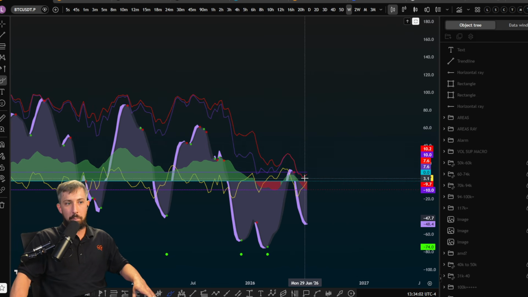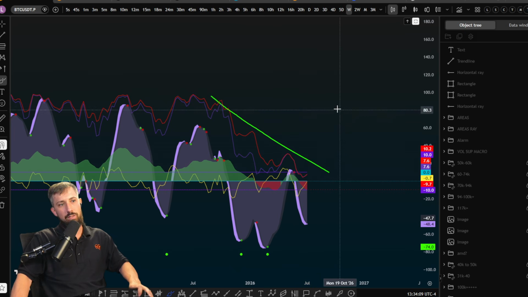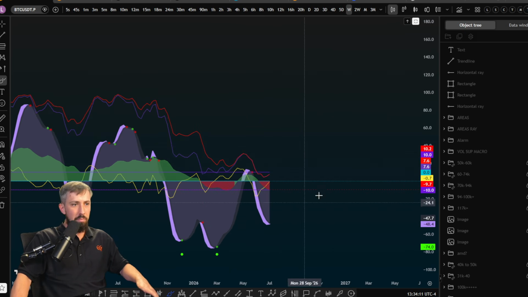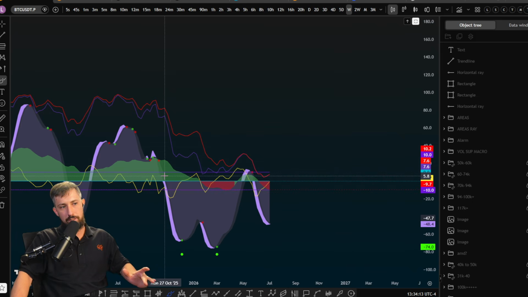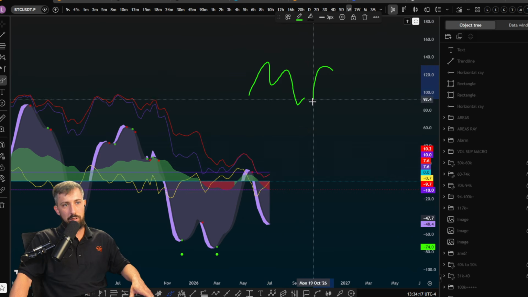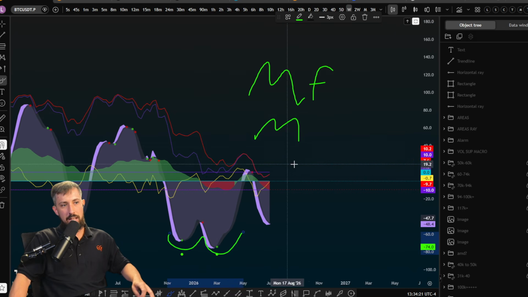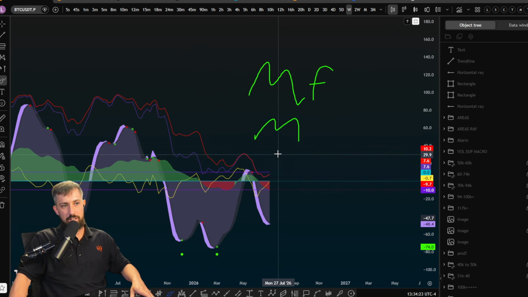Also, I'm looking for posturing. So are we curving to the upside? Are we trending down and looking to push back? This is very important as well. Then we get into the juice, which is the money flow, the momentum, and the VWAP. So we have money flow, we have momentum, which is the waves in here, and then we have the VWAP, which is that yellow line.